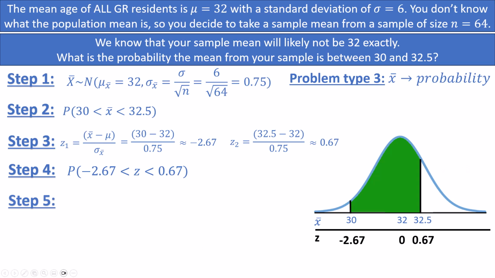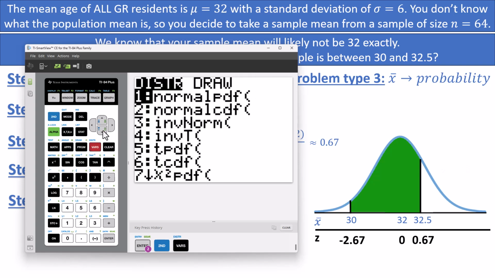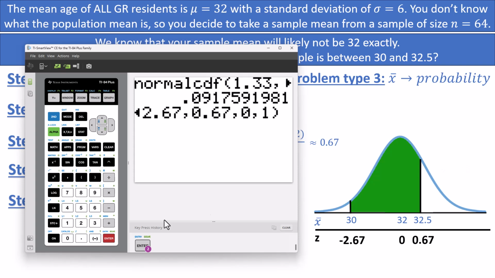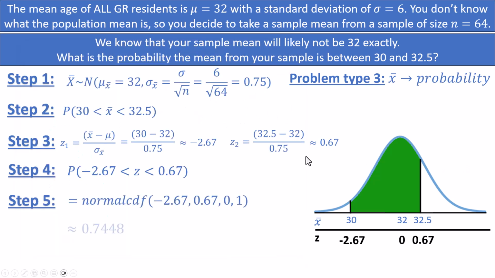Finally, we can plug these into normal CDF on our TI-84 calculator. We go to second distribution and option number 2. We put in the lower bound, which is the lower bound z-score. Make sure you're putting in z-scores here, negative 2.67, and then the upper bound of 0.67. That's where the shaded region ends. Leave mu and sigma at 0 and 1. Go ahead and paste, and we'll get the answer here, which looks like it is 0.7448, because that 7 will round this up to an 8.